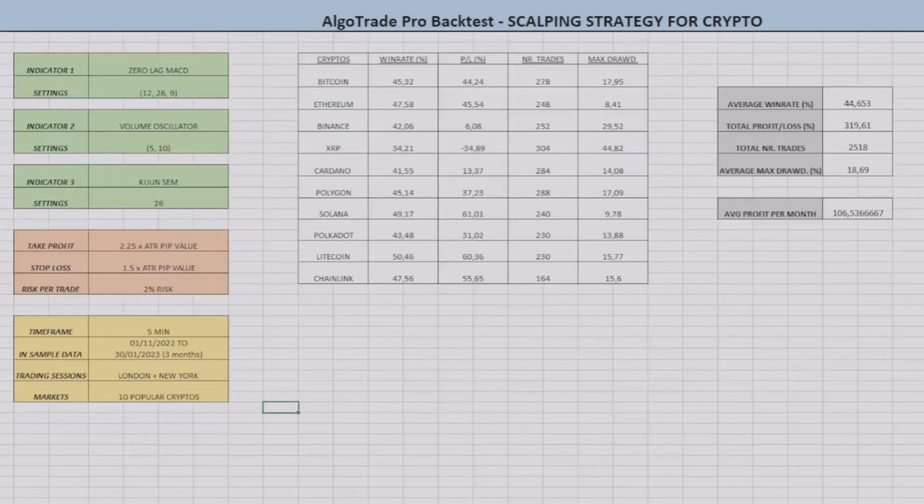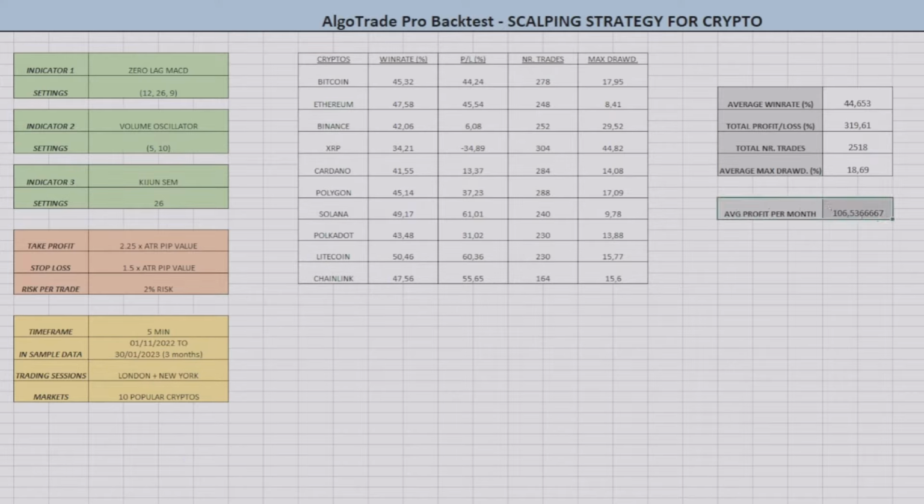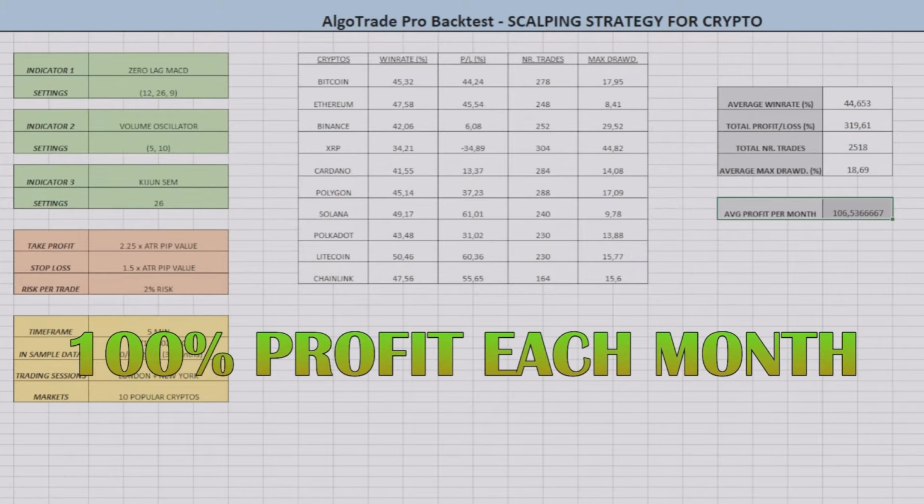Here are the backtest results, and we can see that after over 2,500 trades, this crypto scalping trading strategy has an average win rate of 44.65% and an amazing profit of 320%. And this profit was only of 3 months, which means that this strategy, under these conditions, has the potential to give you an average profit per month of 100%.